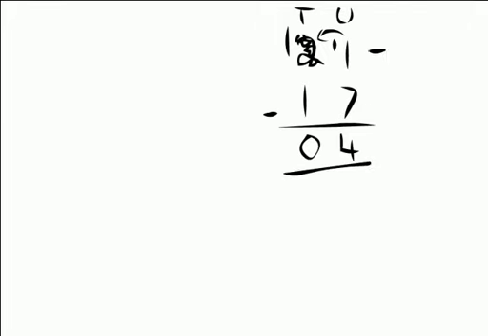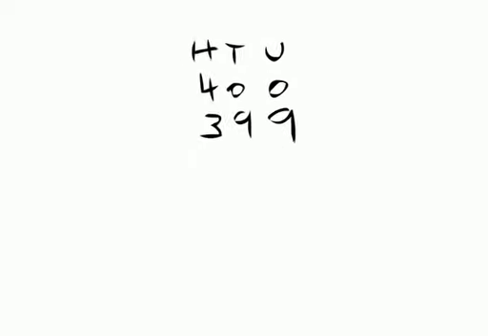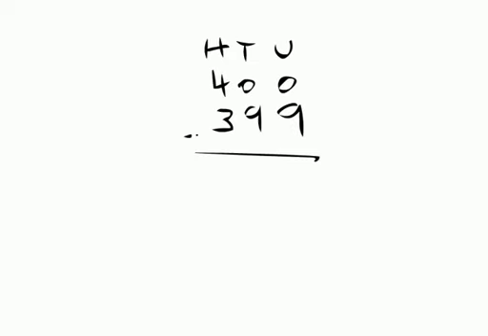Remember, when borrowing a number, you can only borrow within the upper numbers, not from the lower numbers. And if the neighboring number value is 0, and you need to borrow a number, you keep moving along until you find a value from which you can borrow. For example, 400 minus 399. We can already work this out in our heads. But on paper, you can work this out through the following process.